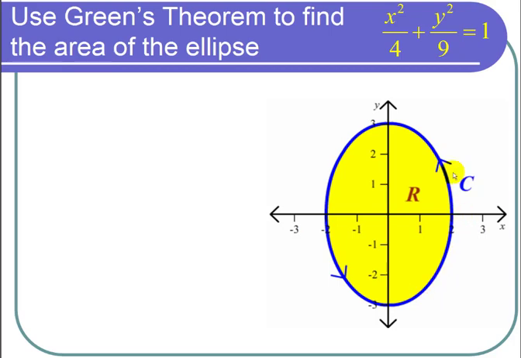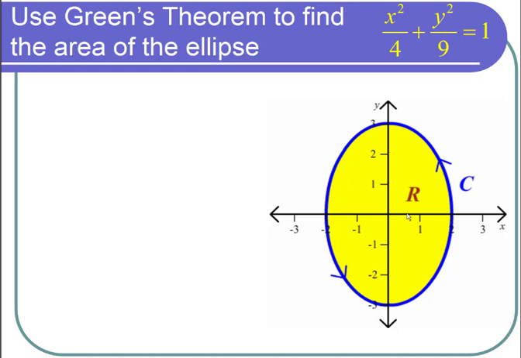I have my ellipse, and I drew the region that I want to find the area of. I call that R. And I call the ellipse C, and I orient that counterclockwise. So the reason why Green's theorem can be applied is that Green's theorem relates the double integral over a region with the line integral over the curve C.